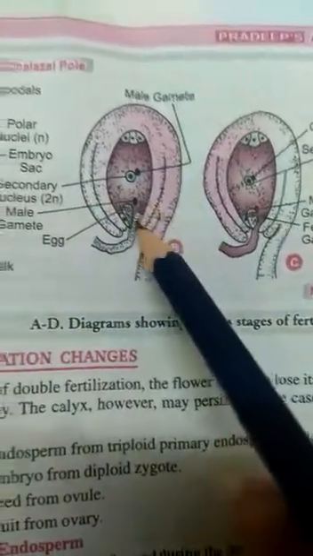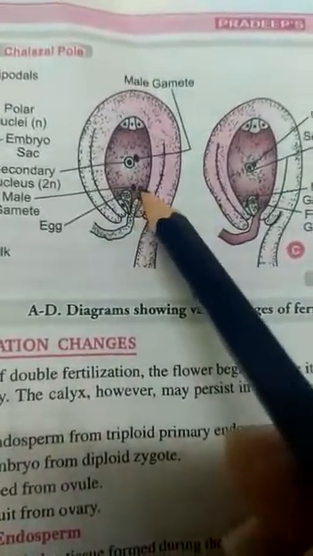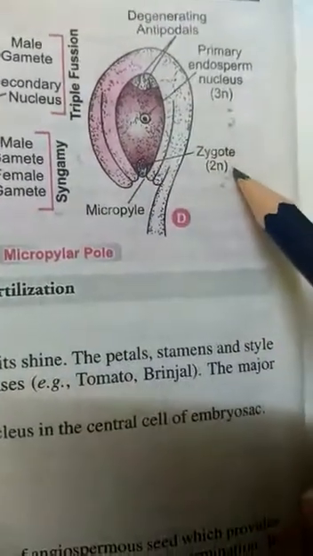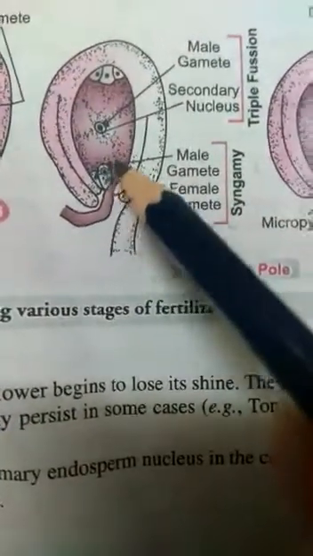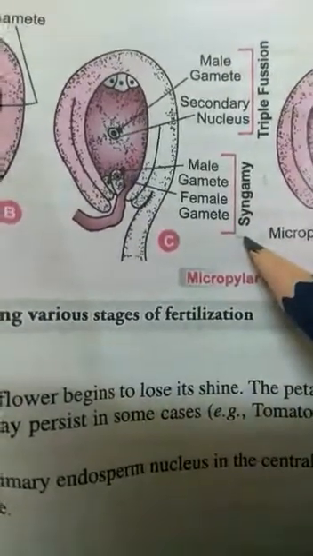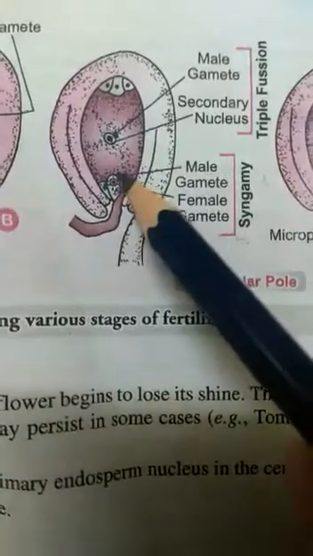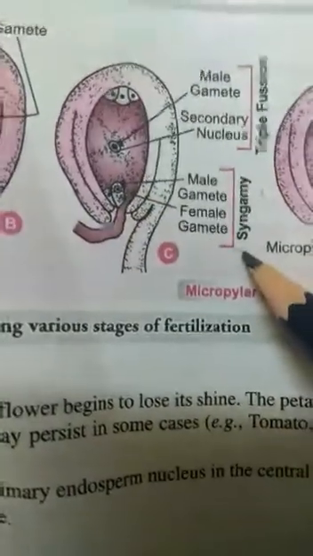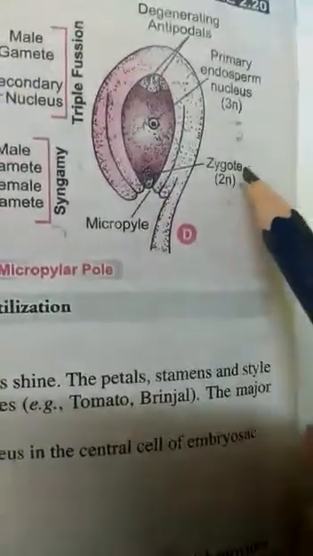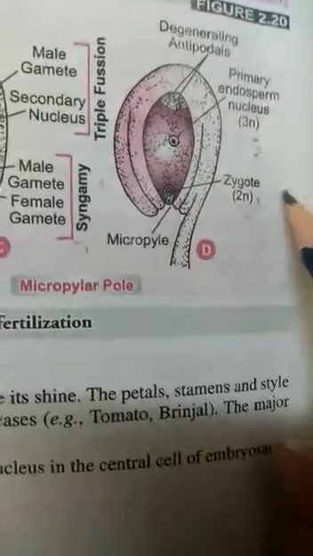Clear? Now one of the male gametes fuses with the egg cell to form zygote. Zygote is a diploid structure because it is formed by the fusion of the male and female gamete. This process is known as syngamy. So what is syngamy? The fusion of male gamete and female gamete is known as syngamy. And what is the product of syngamy? Zygote, that is a diploid structure, and this zygote ultimately develops into embryo.